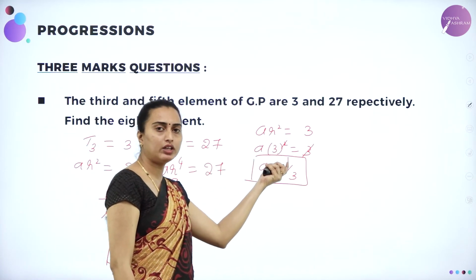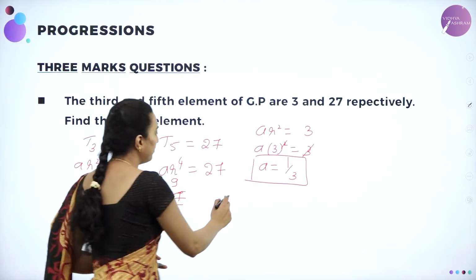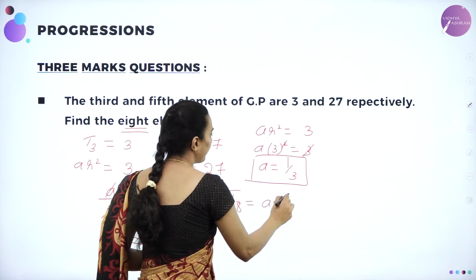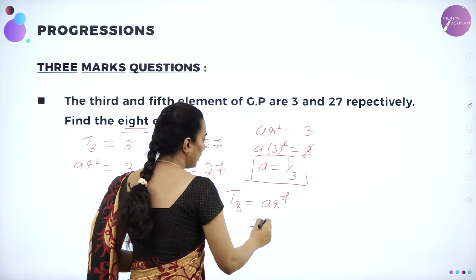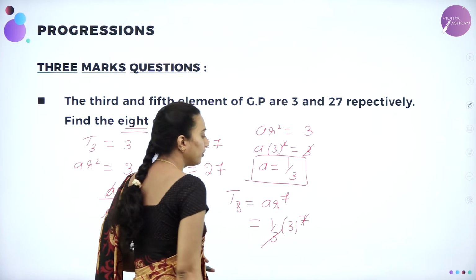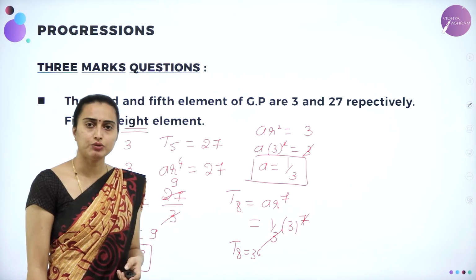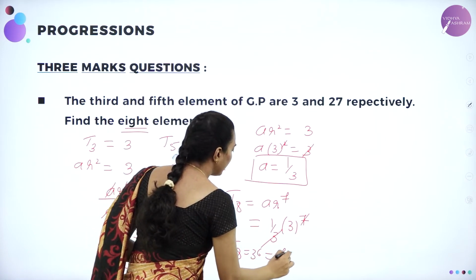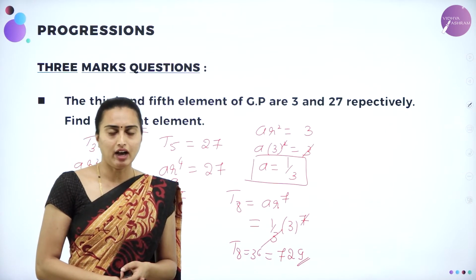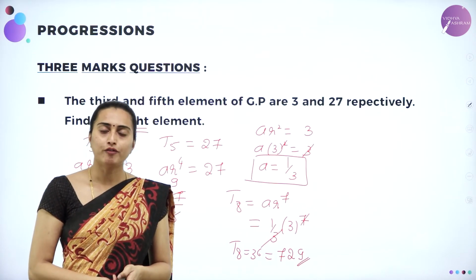So you are finding A by putting the R value, and then we are moving on to finding the 8th element. T8 will be equal to AR to the power of 7. We know the A value is 1 by 3 and R is 3, so 3 to the power of 7 divided by 3 leaves T8 equal to 3 to the power of 6, which is 729. So this is how we find the 8th element by finding A and R from the given conditions. I hope you got how to solve the problems of a GP.